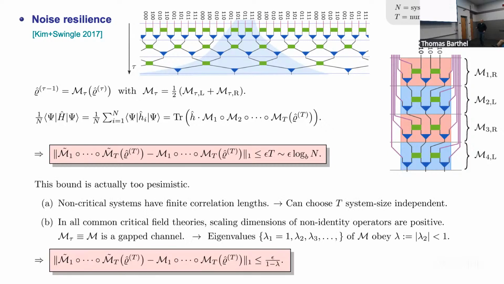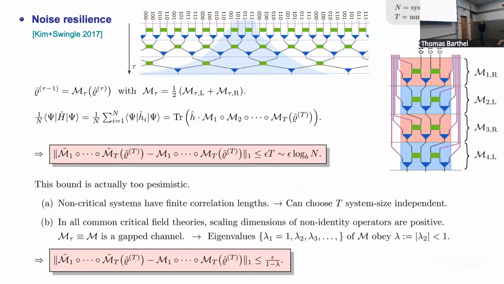this bound is too pessimistic. If you have a non-critical system, so if you have an energy gap in the system, then the system also has finite correlation lengths, and you can actually choose the maximum number of layers here to be system size independent, because beyond some point there are no correlations in the system. And so the error would just be linear in epsilon. There would be no dependence at all on the system size.